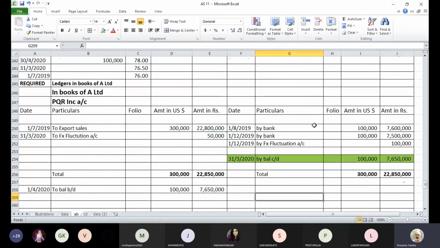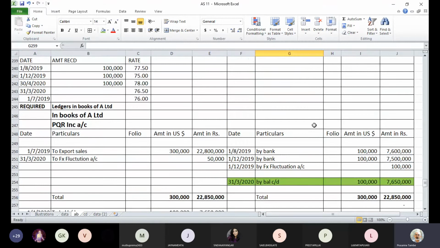Now let's have a look at the second year transaction. Second year, we have just one realization, and that realization is on 30th April. The dollar rate is now 78 rupees. Are we making a gain on this realization, or we will end up with the loss? Loss, sir. Are you sure?